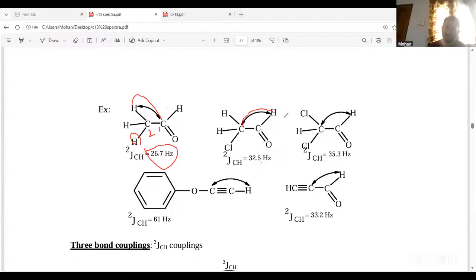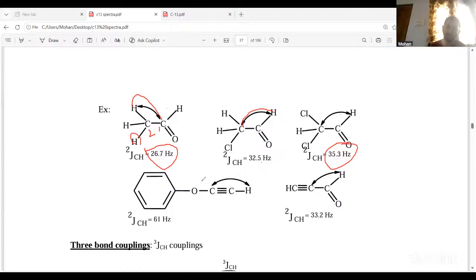And in the next example, we have substituted one more chlorine here. So we have substituted two chlorines here. There is a monochloro, and there is a dichloro acetaldehyde. Then you see the value increased a little bit more than that one, like 35.3.